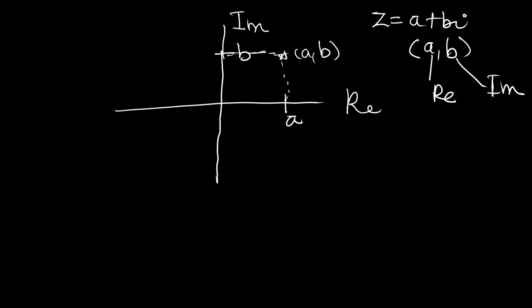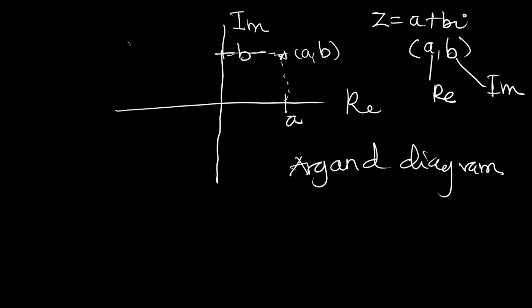Alright, now when we plot complex numbers on the Cartesian plane like this, we call this the argand diagram. Okay, that was just by the way.